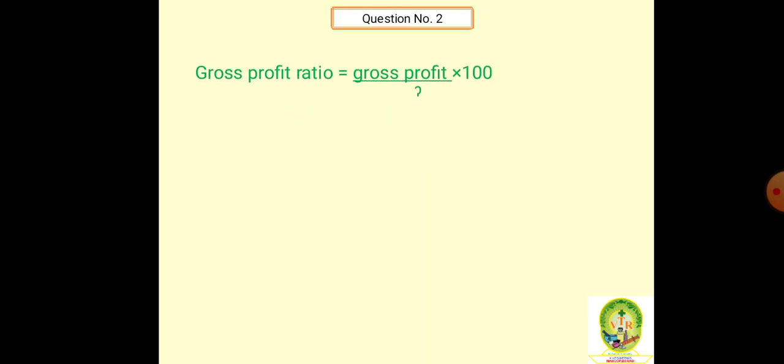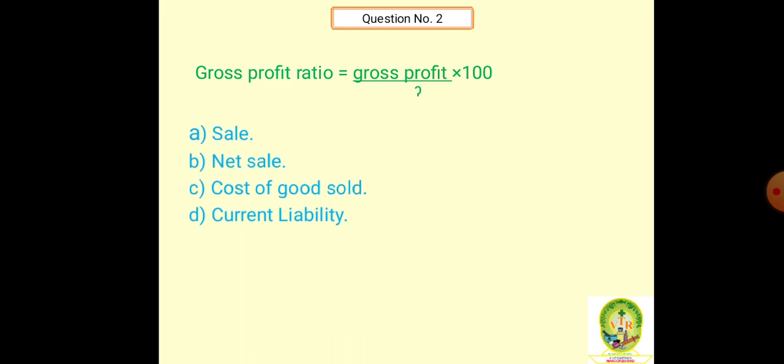Next question: Gross profit ratio is equal to gross profit divided by question mark into 100. Options are A. Sale, B. Net sale, C. Cost of goods sold, D. Current liability. Right answer is B.